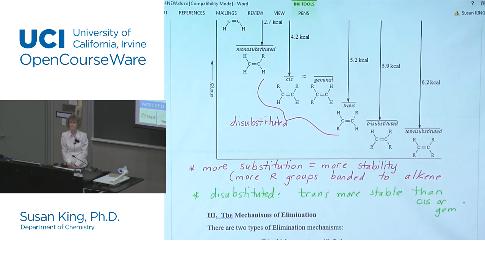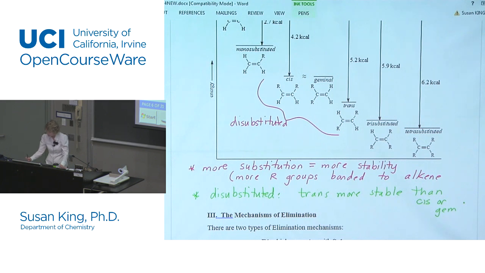Questions on those trends? Anybody? Yes? Did you say that the lower energy makes it more stable? The ones that are lowest in energy are more stable, yes, absolutely. That's absolutely right. We're not going to go into the details of that, but you can talk to me after class about that. Okay? More questions? Anybody?